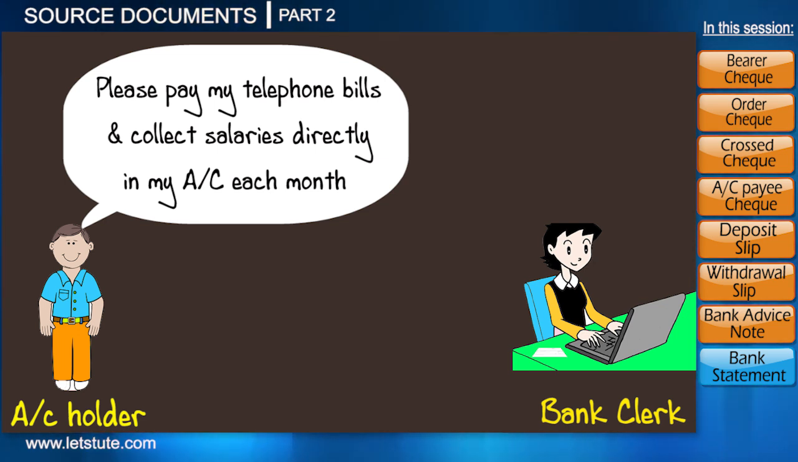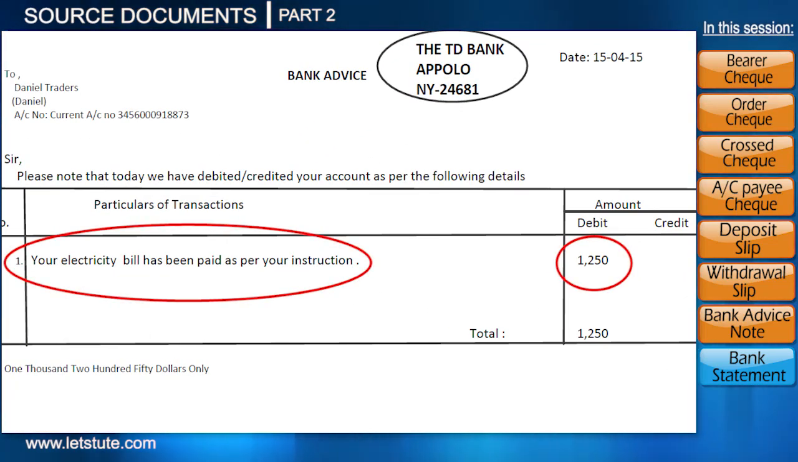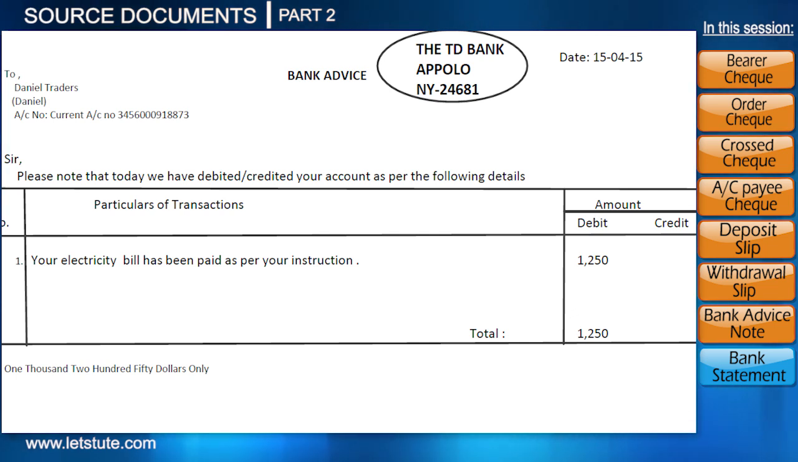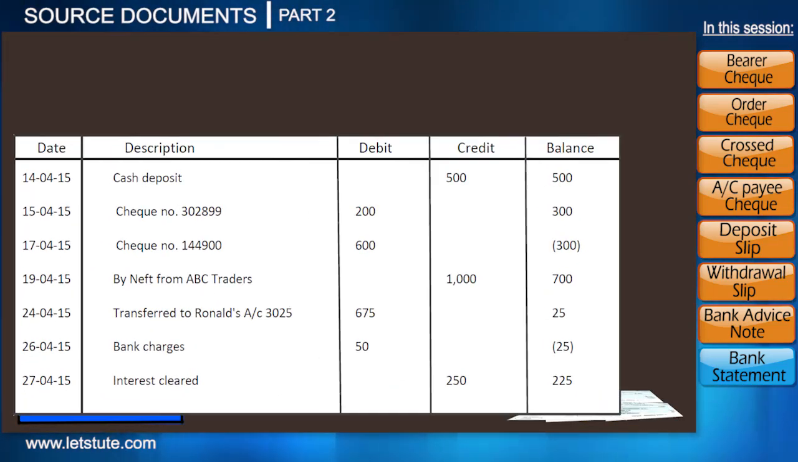So this is a bank advice statement issued by the bank which informs the account holder that their account has been debited or credited. Here the bank carries out the transaction by itself and then notifies the account holder through this statement. And we have one last document here.